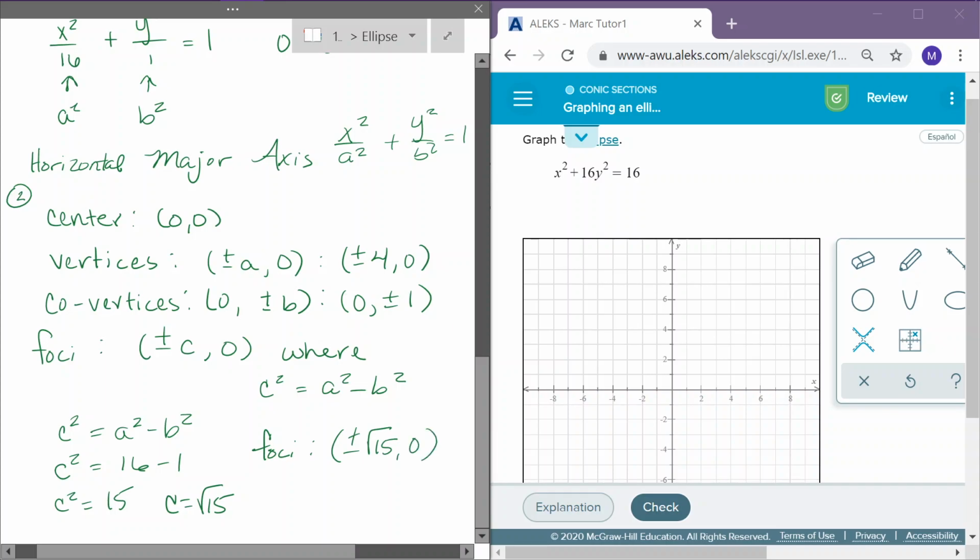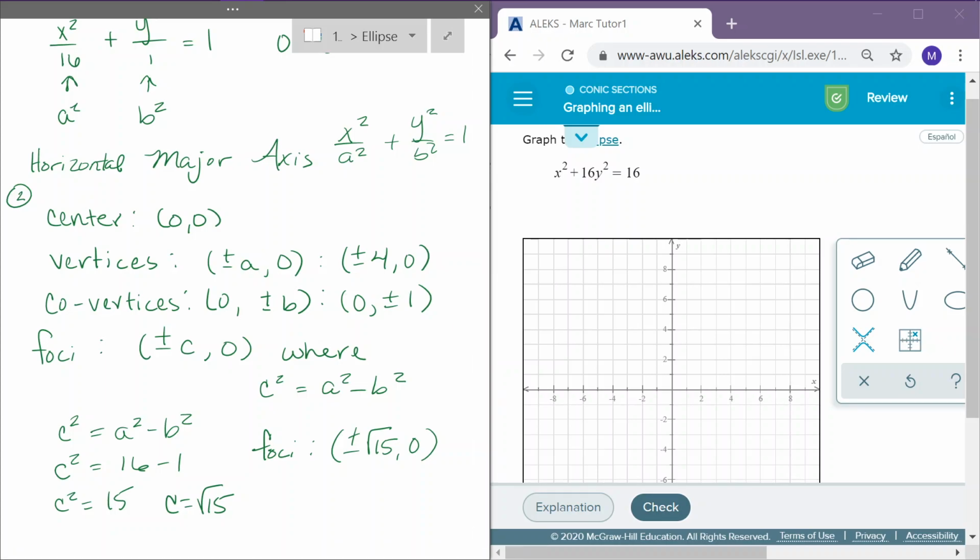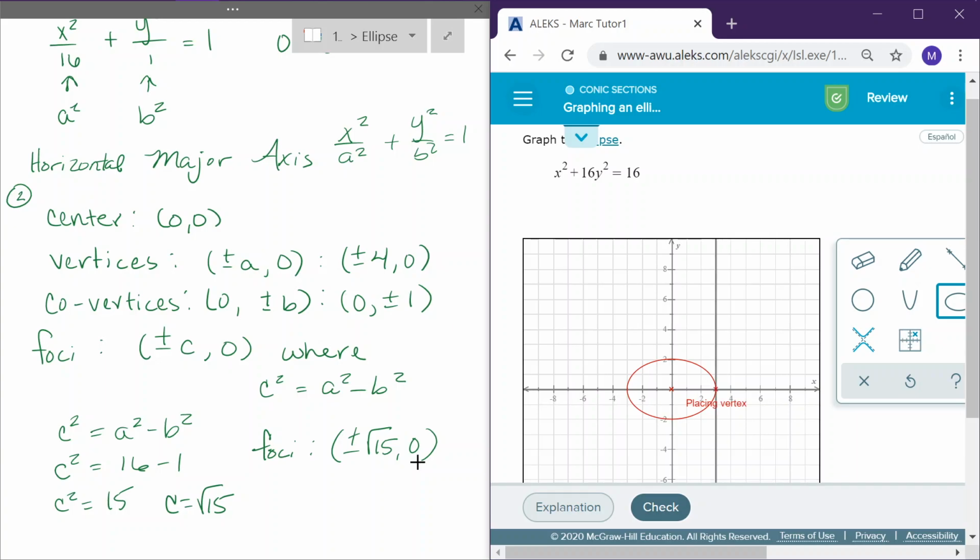So let's look at graphing this. If we're graphing this in Alex, it's going to ask us to place our center, which we know to be 0, 0. It wants us to place a vertex, so it's going to be positive 4, 0. And it wants us to place a co-vertex, which is going to be 0, 1.